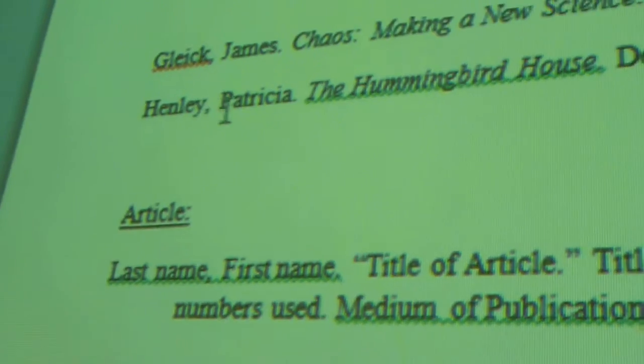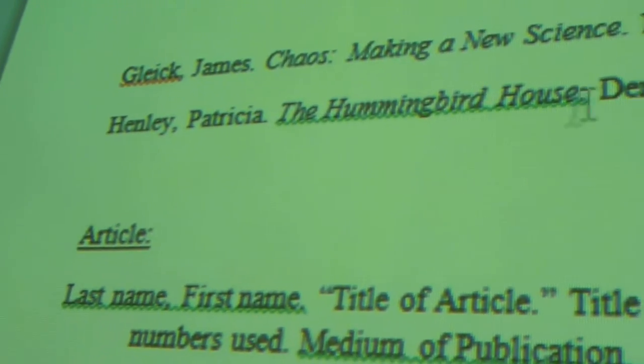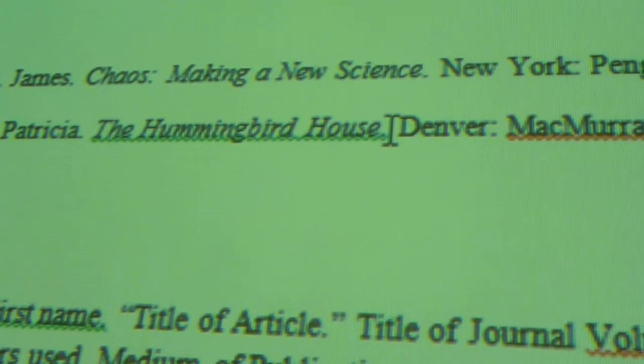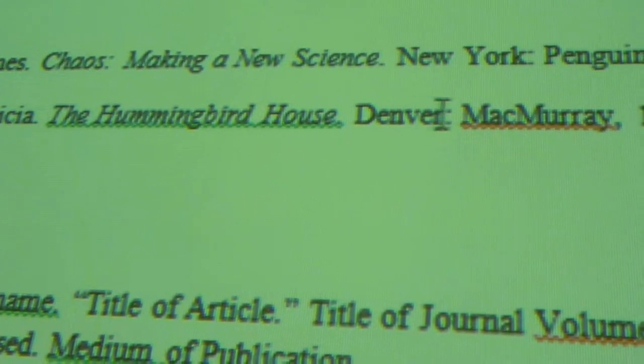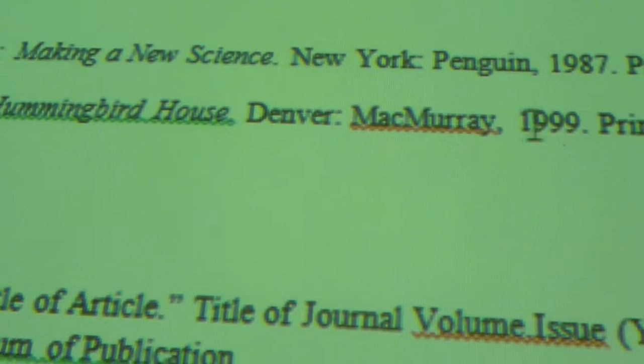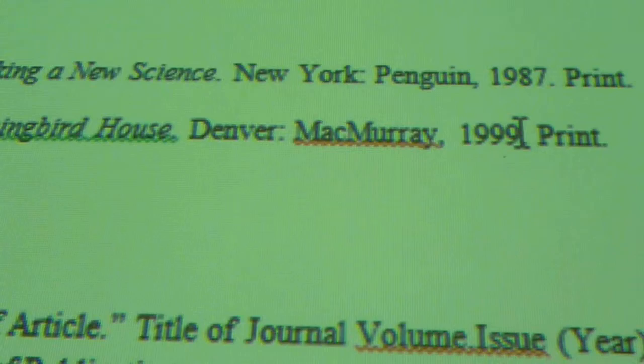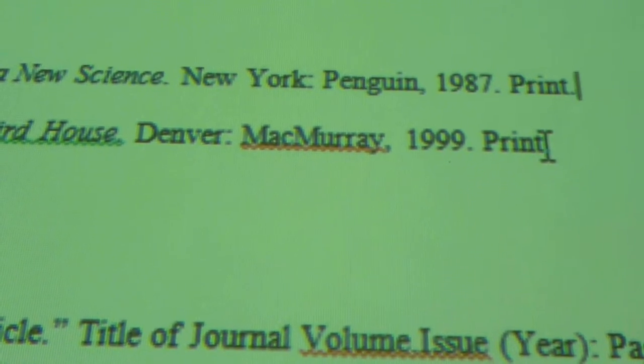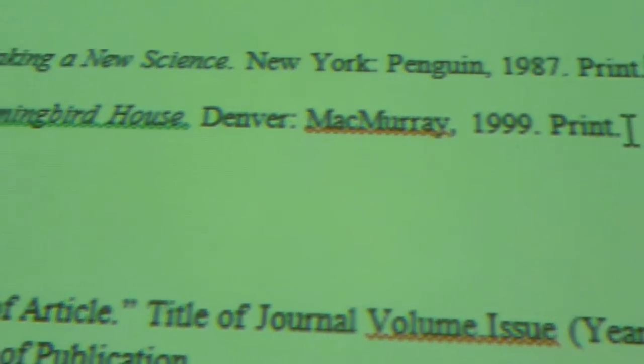And so here we have a second one, Henley Patricia. The title of the book is The Hummingbird House. The city of publication is Denver, and the publisher, McMurray. And year of publication, 1999, and the medium of publication is print. And then for our second example today, we have an article.